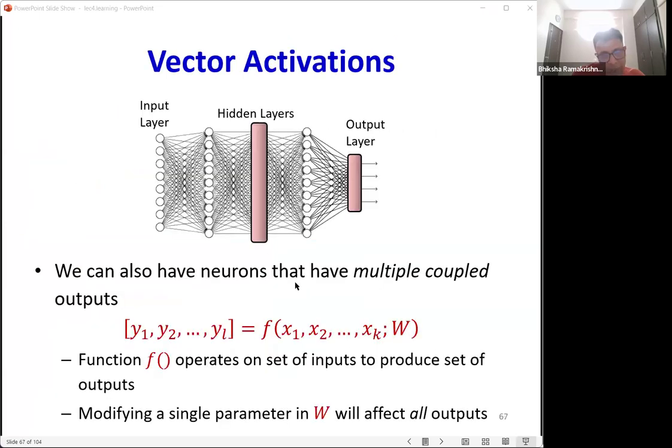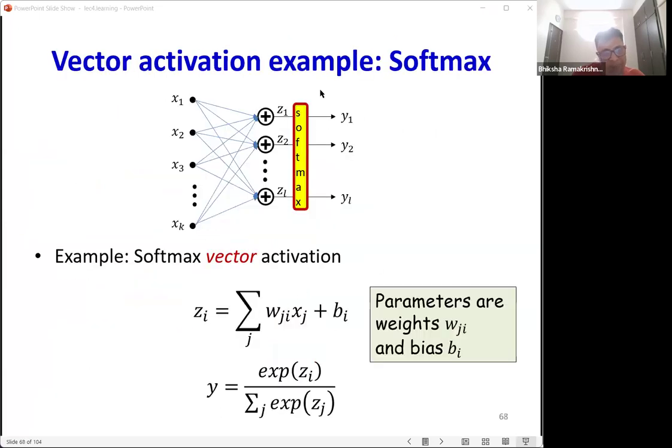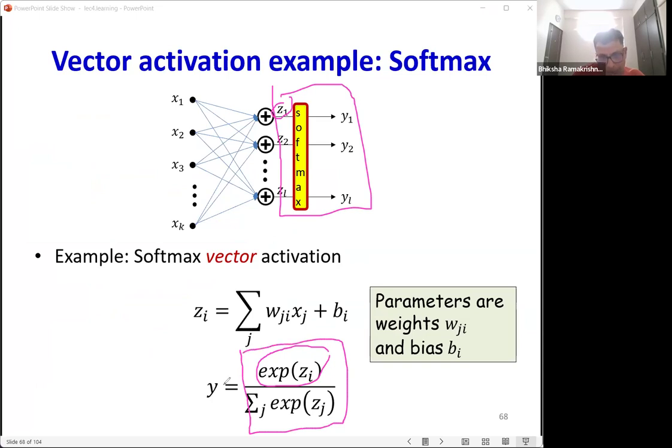So let's look at an example of this one, the so-called softmax. The softmax is this guy here, where it takes a bunch of inputs, but then each input is exponentiated. And then all of the exponentiated inputs are normalized so that they sum to 1. That way, all of these outputs, these y's, if you sum them, that sum is going to be 1.